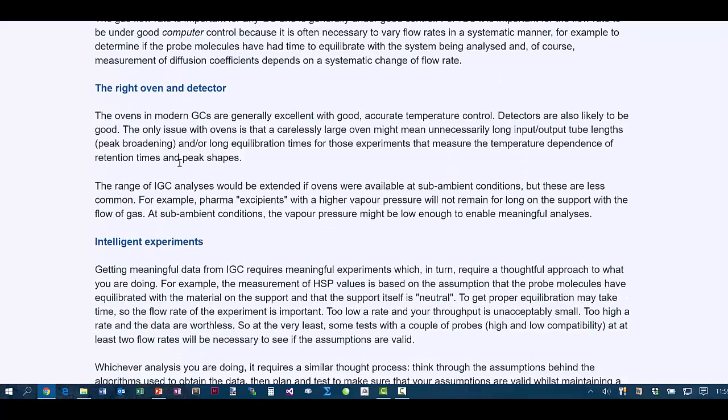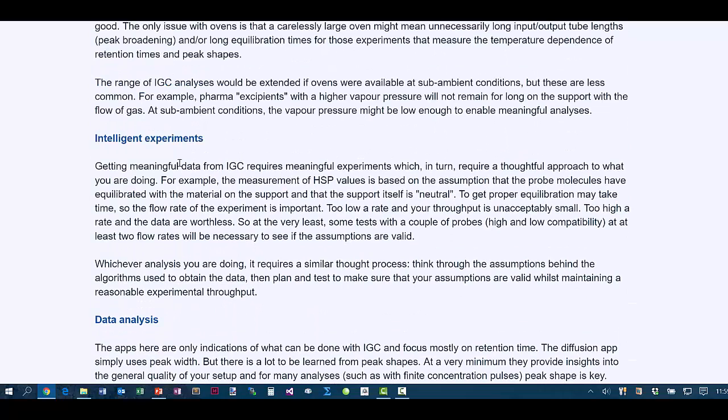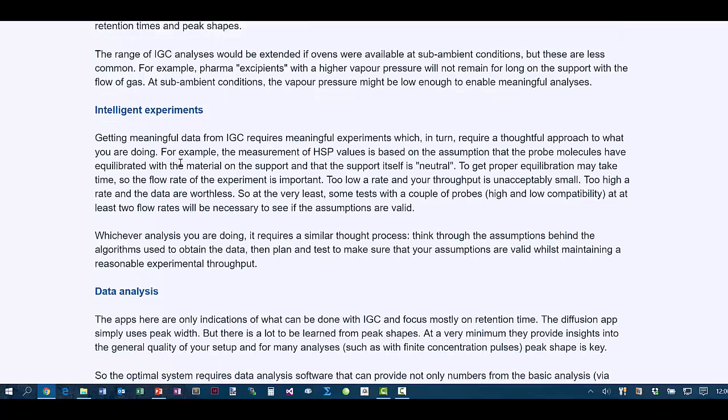I won't discuss the oven and detector, that's obvious. You need to do your experiments intelligently. As I hinted above, if you go too slowly, then you're using up valuable analysis time. If you go too quickly, you are not getting proper equilibration. So you need an intelligent understanding of how your probe is interacting with the support to know whether you've got the right flow rate. And whatever you're doing, think through the assumptions behind the algorithms used to obtain the data, and then make sure your assumptions are valid.